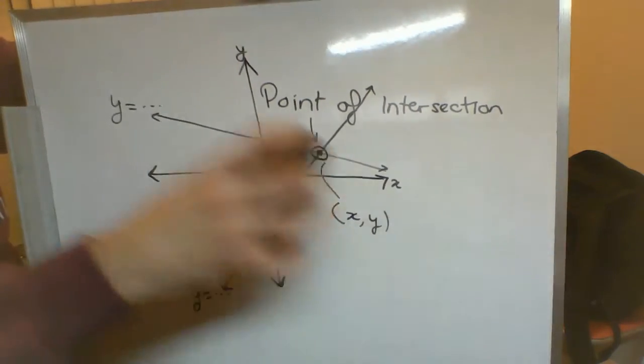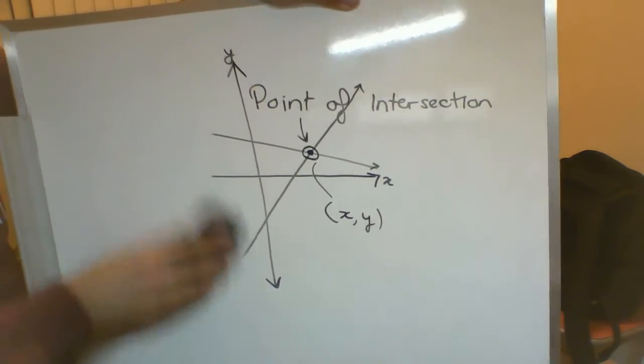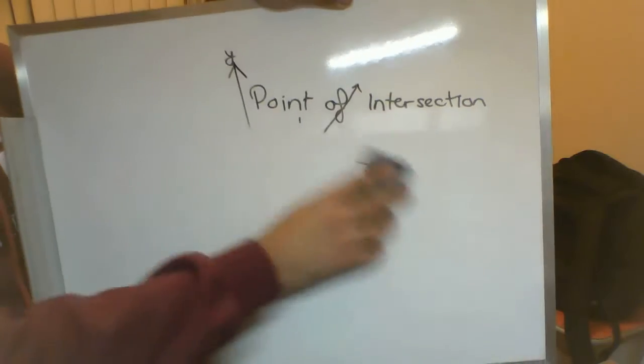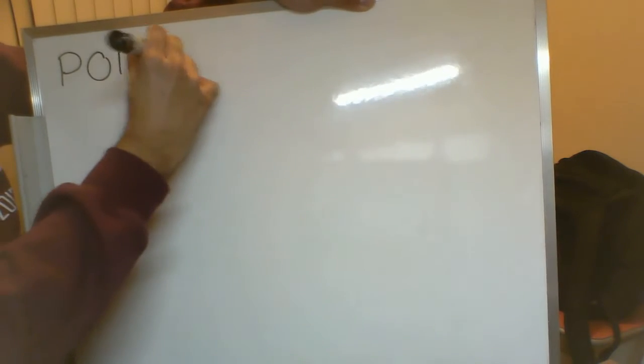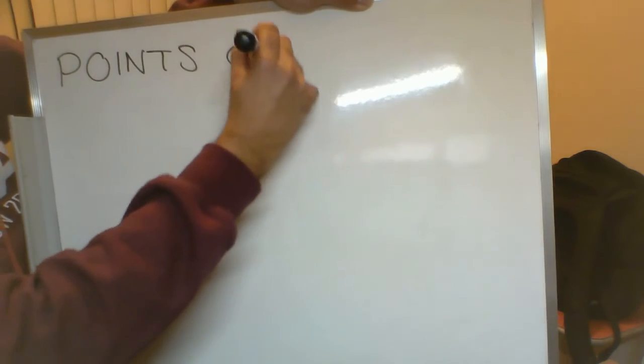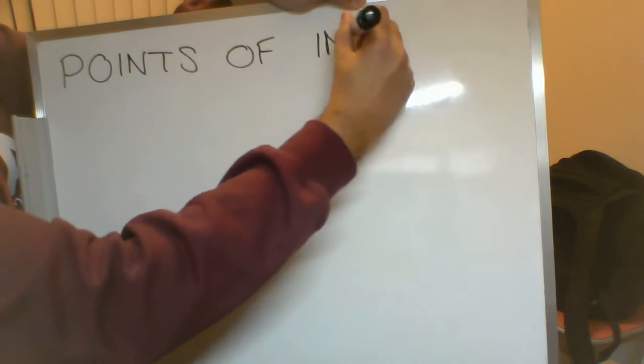So let's give this video a title, which is kind of jumping out at me that it should be points of intersection, so we will call it exactly that. So this is our 53rd lesson, I believe. Points of intersection.